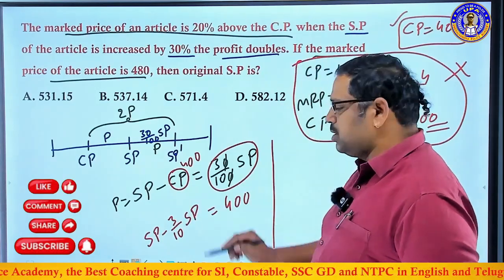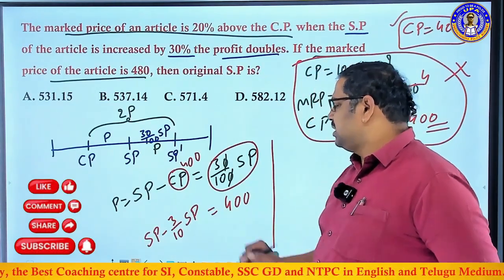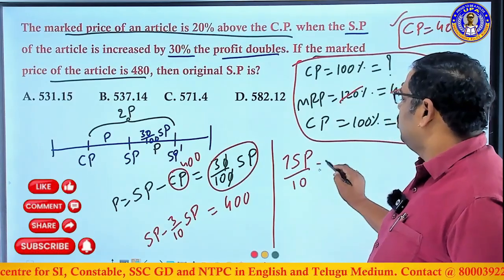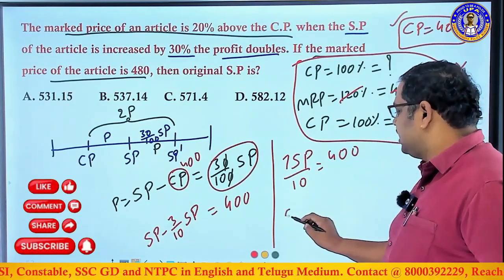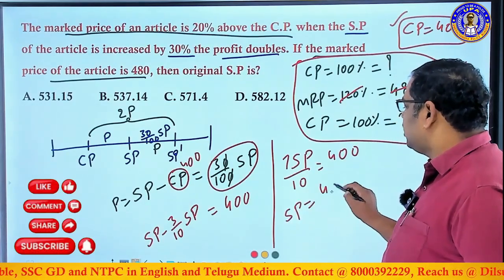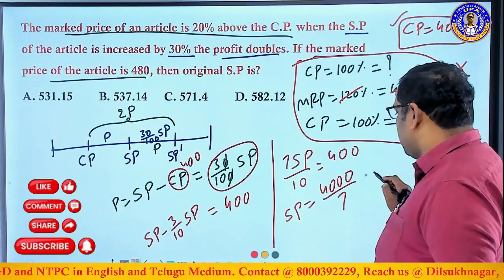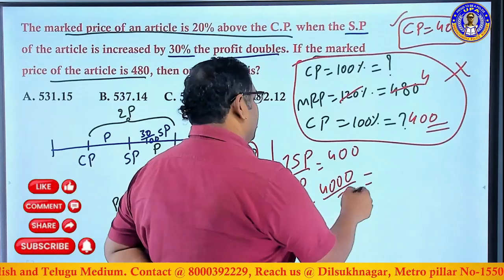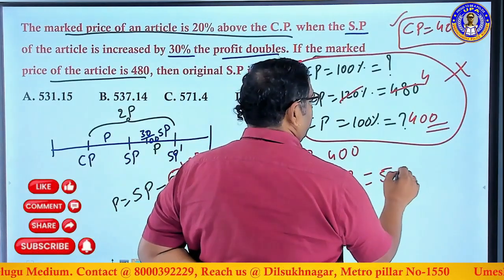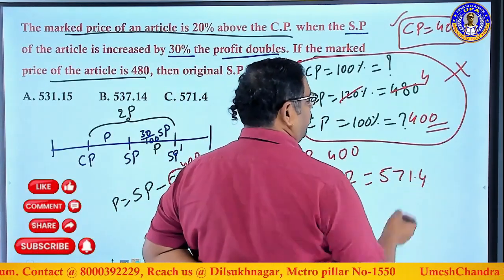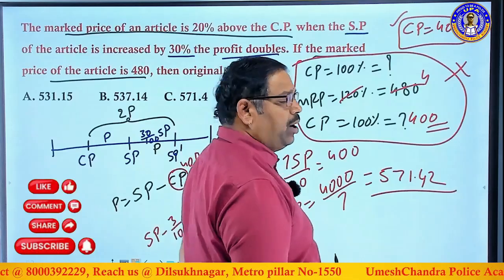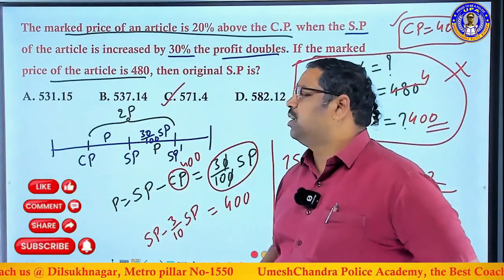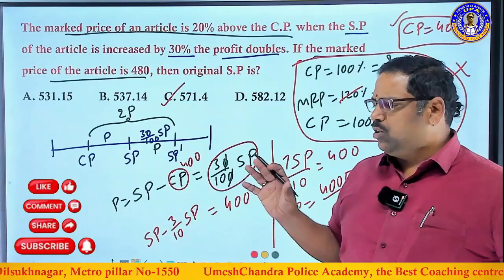Right now, observe that. 10 SP minus 3 SP means 7 SP by 10 is equal to 400. Now SP is equal to 4000 by 7. How much is it? If you calculate it, you will get 571.42 something. So which option is the answer? The answer is C, approximately. Got it? So this is not a difficult question.